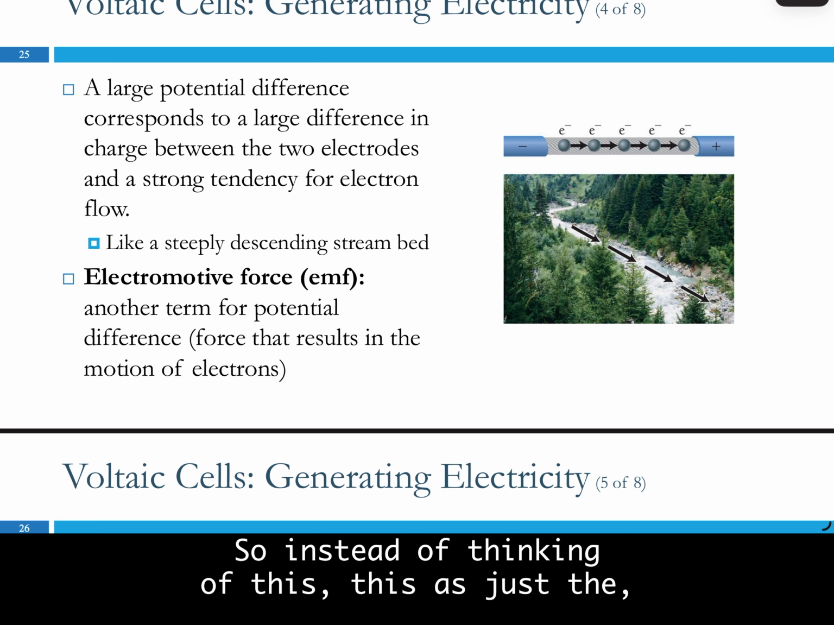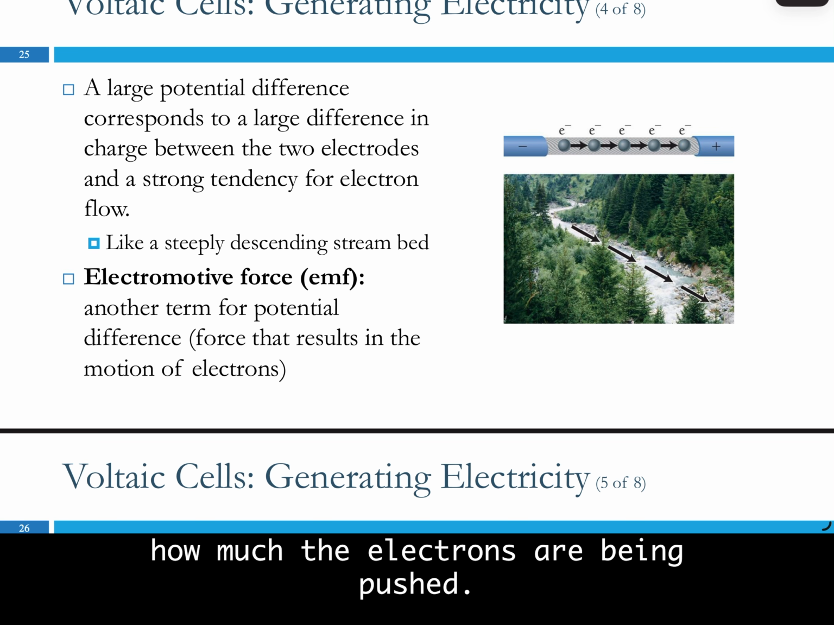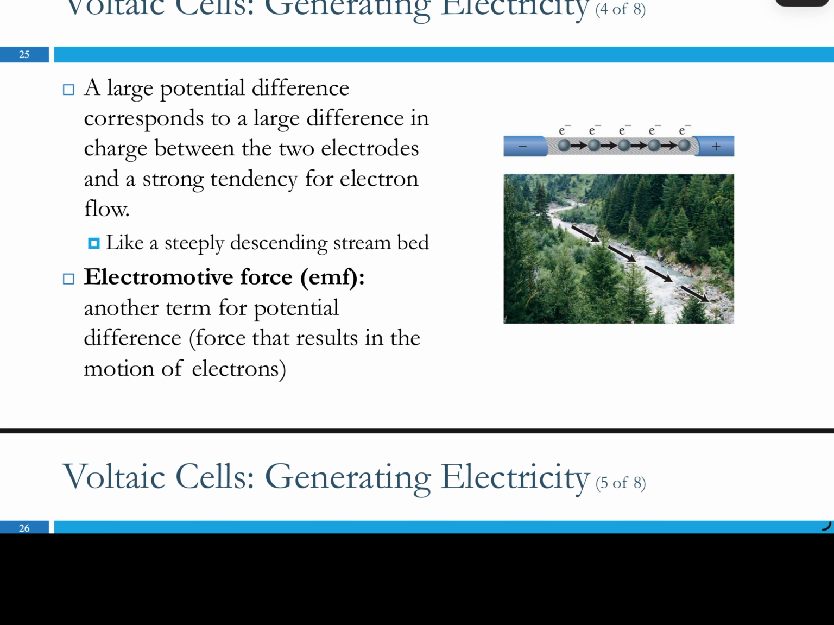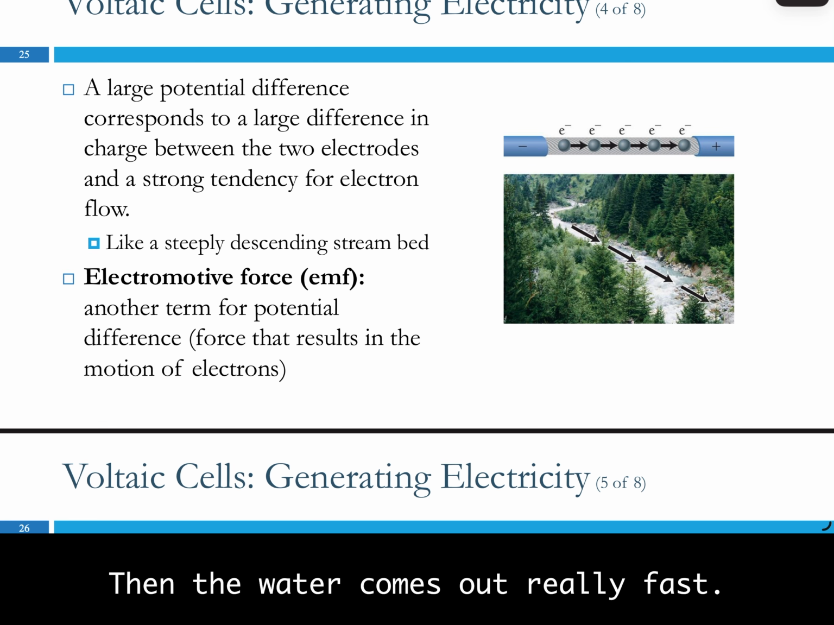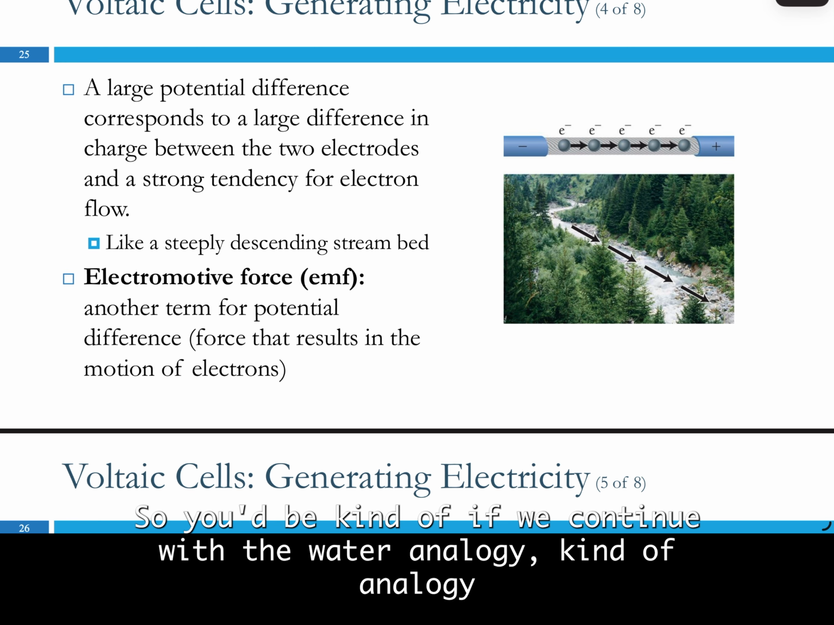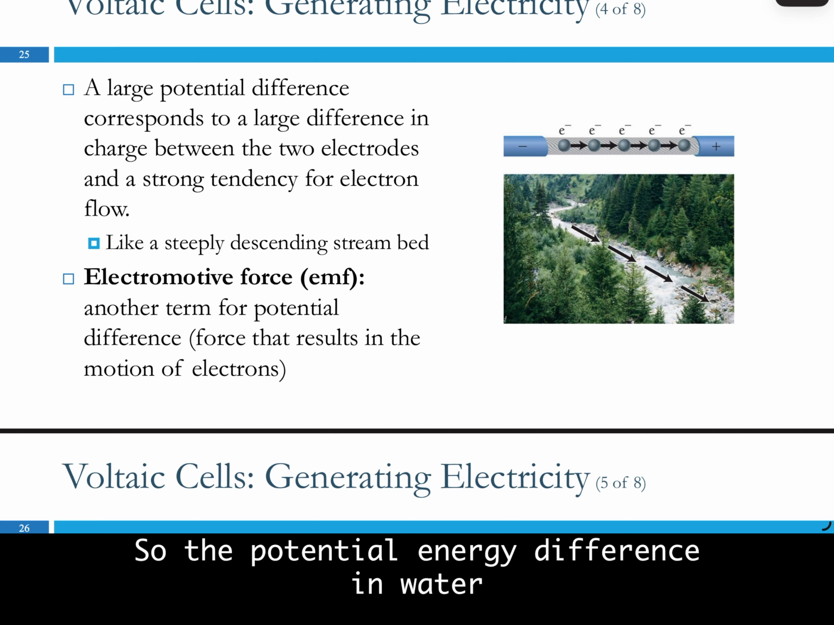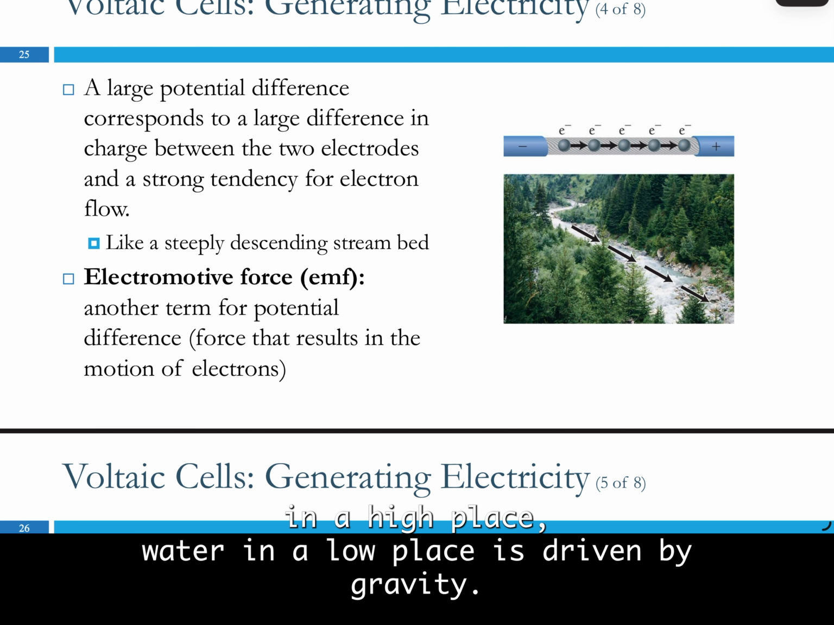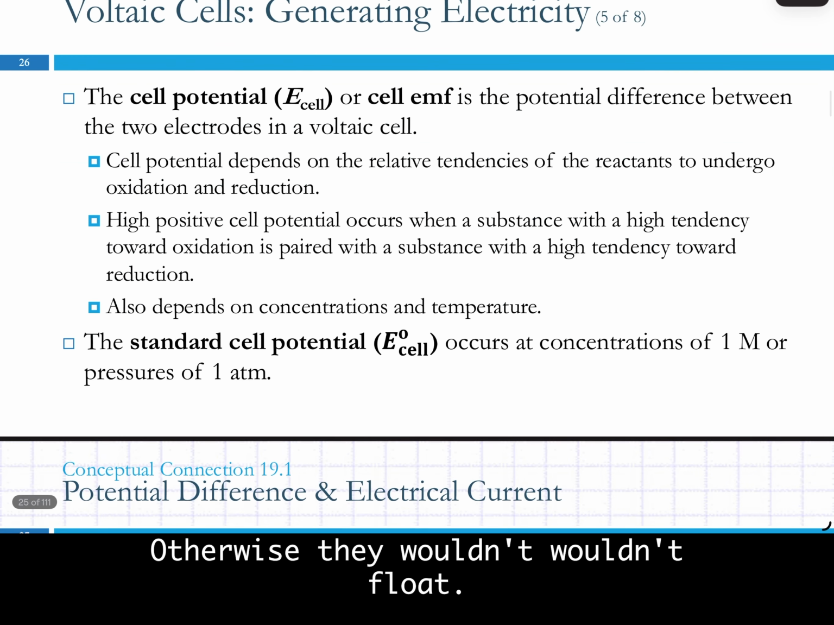So instead of thinking of this as just the difference in energy, it's how much the electrons are being pushed. It's kind of like water pressure. If you have really high water pressure, then the water comes out really fast. I think if we continue with the water analogy, it's kind of analogous to gravity. So the potential energy difference in water in a high place and water in a low place is driven by gravity. Right? Otherwise, they wouldn't flow.